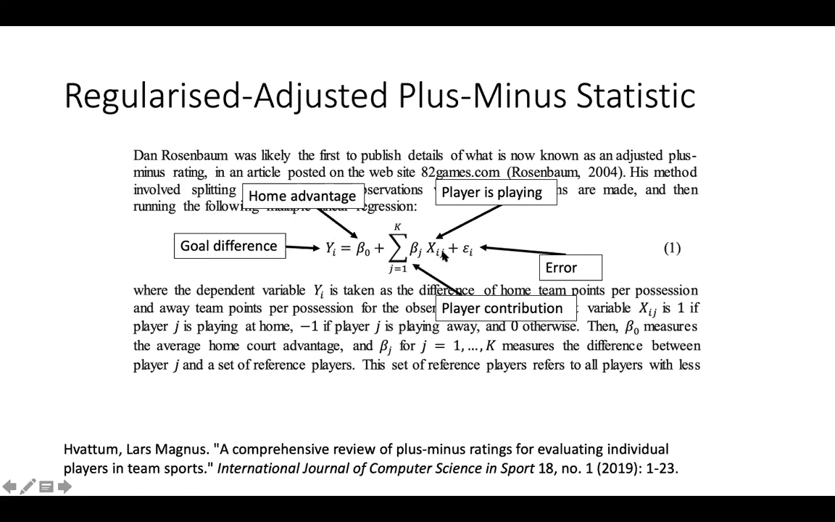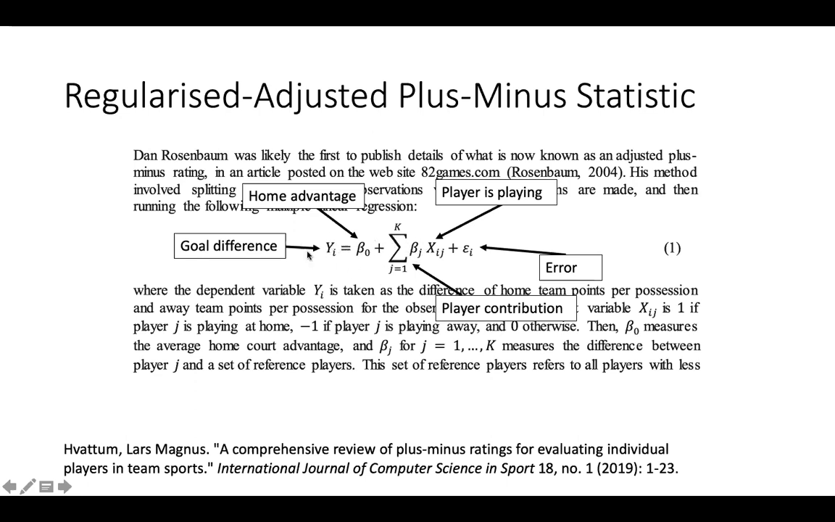x_ij is whether the player is playing. If the player is playing in the home team, then x_ij is 1. If the player is playing in the away team, x_ij is -1. That's because you want to reverse the effect when the player is playing for the other team. Then you have an epsilon, which is the error in the whole process. And you have some parameters. So the idea is that you're going to estimate these parameters, which are going to rank the players.